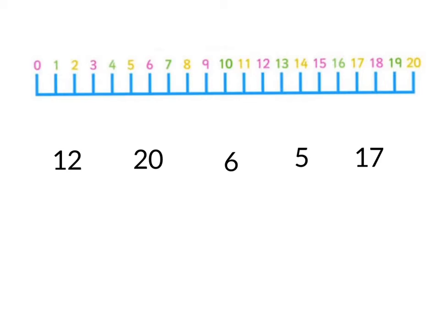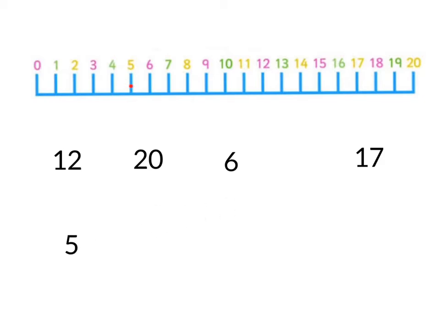Let's look at one more example. I'm going to put these numbers in order from smallest to biggest. I'm going to start looking along my number line, and when I get to the first number that I can see down below, that's the number that's the smallest. That's my number 5, so I'm going to move that first.